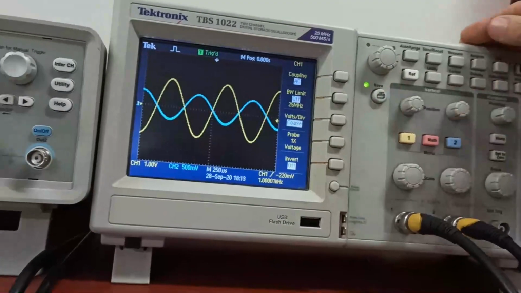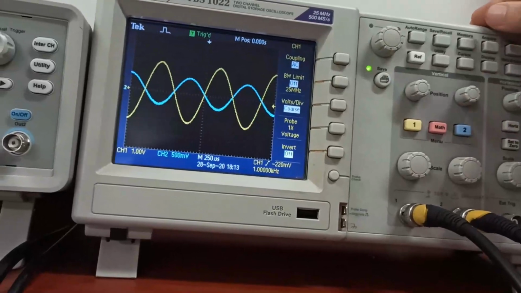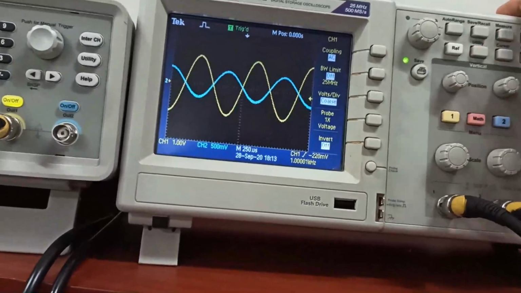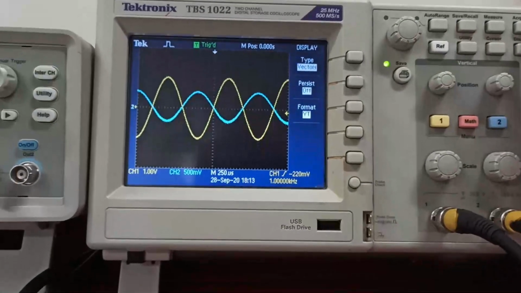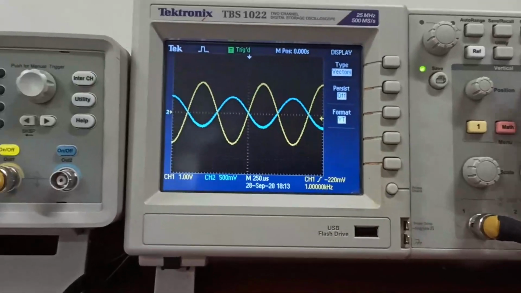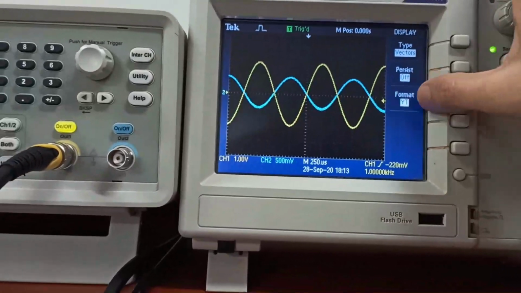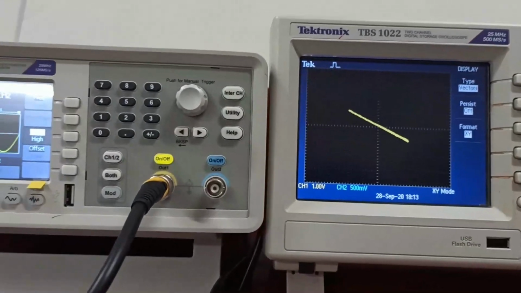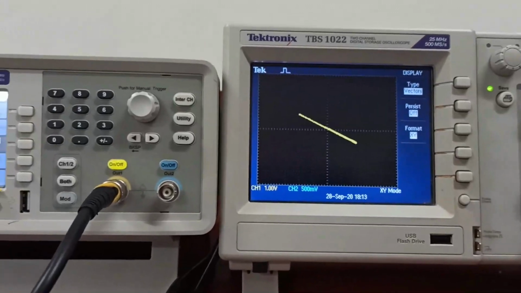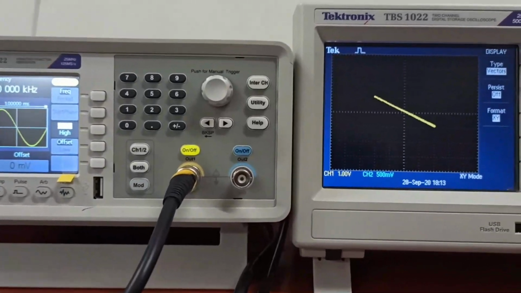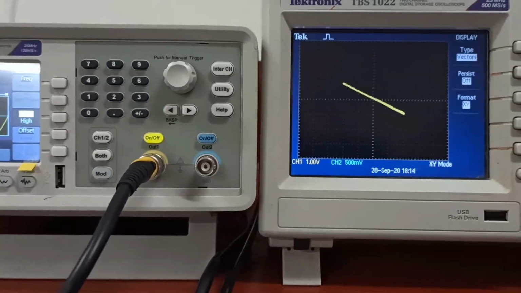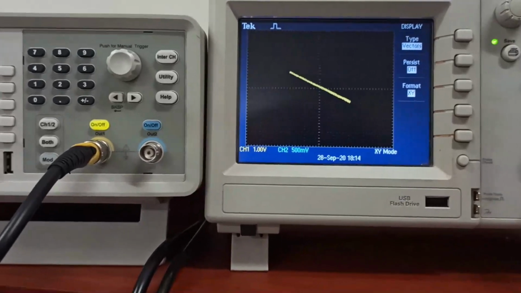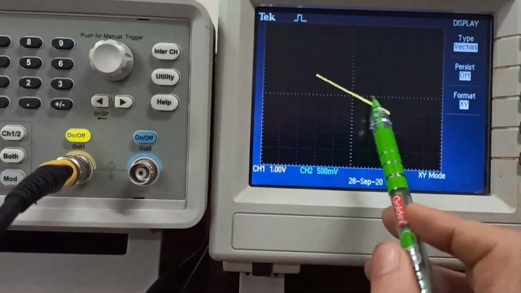I will go to channel 1. No. See, I will press the display. It is indicating the format, YT format it is now. I will press this, and it will now show XY format. Okay, so this is the signal I am getting. This is the transfer characteristics. This transfer characteristic clearly indicates that the output is getting inverted. This is the input and this is the output.